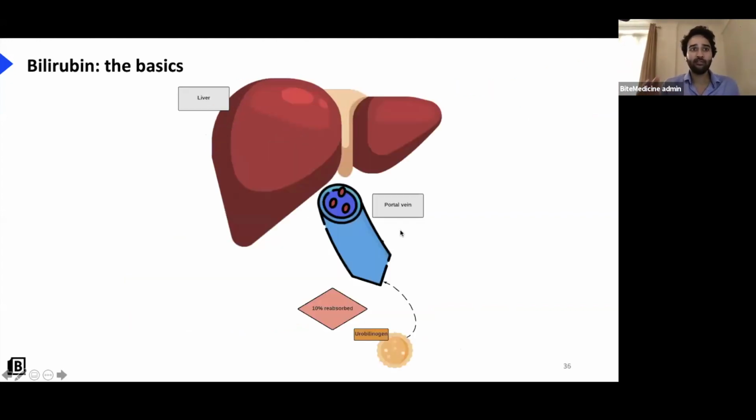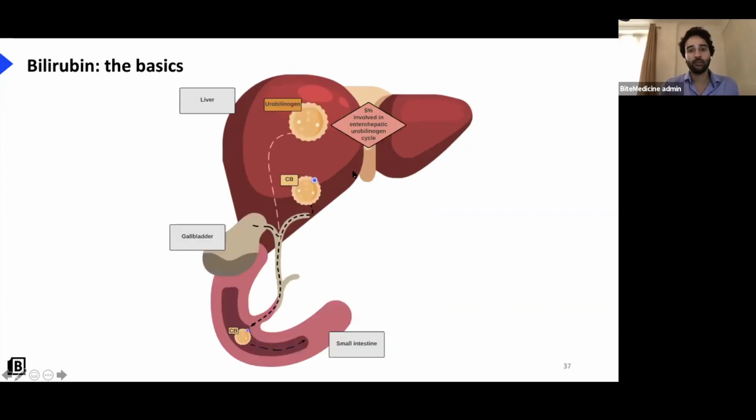So now let's focus a little bit more on that 10 to 15% of urobilinogen which is reabsorbed into the blood. As we said, this 10 to 15% is bound to albumin and travels via the portal system back to your liver. So let's say 10% is absorbed, just to keep our numbers nice and even. Of that 10% that is reabsorbed, around 5% of the urobilinogen is then involved in something called the enterohepatic urobilinogen cycle. Essentially, this means it's taken up by the liver and then resecreted into bile again. So 5%, really small amount.